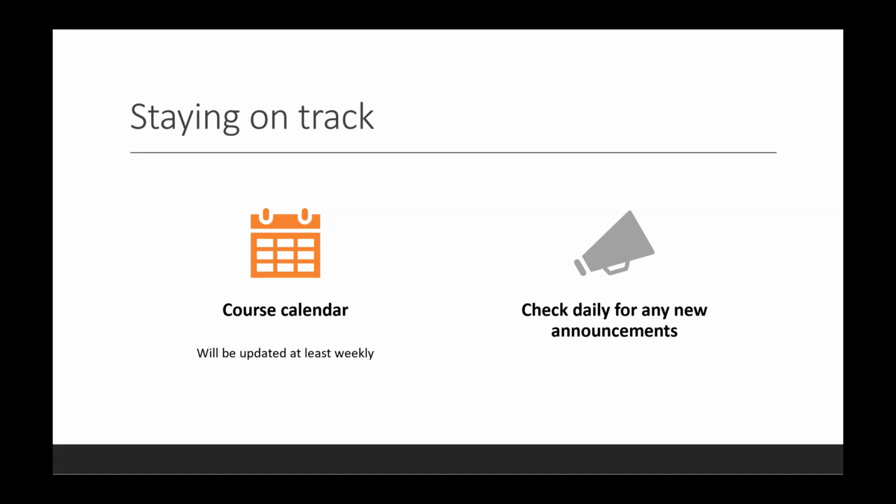So this is an online course, likely different for many of you from what you're used to. So how are you going to stay on track? First of all, make sure you look at the course calendar. It will definitely be updated weekly, but it's very possible that it will be updated more often. So you should check that probably every day. And check daily for any new announcements. Anytime I change anything on the course, it's very likely that I will announce it to you using the announcements feature on OWL.